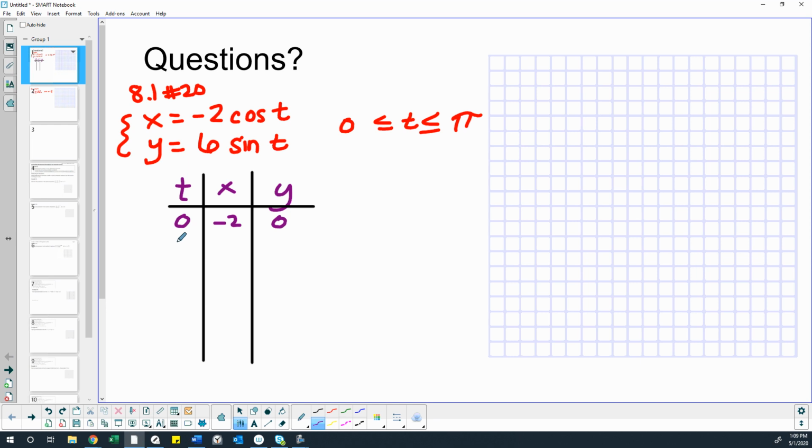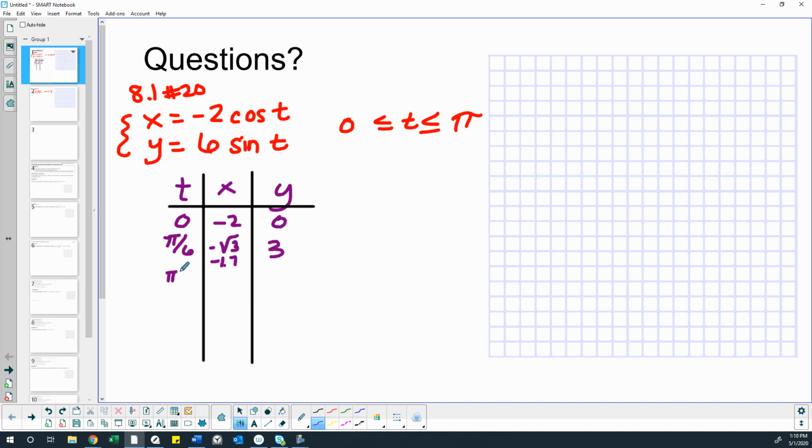I don't know how many points we're going to need to make this make sense, but we're only going to pi, so that's not terrible if we just do all of our major angles. If we do pi over 6, cosine of pi over 6 is square root of 3 over 2, multiplied by negative 2, and we get negative square root of 3. Isn't that like negative 1.7? Am I remembering that root approximation correctly? And then sine of pi over 6 is 1/2, so 6 times 1/2 is 3.